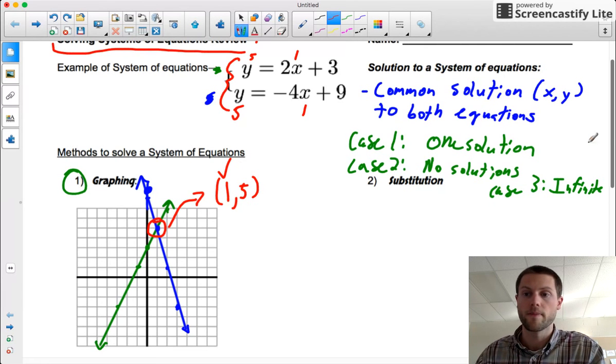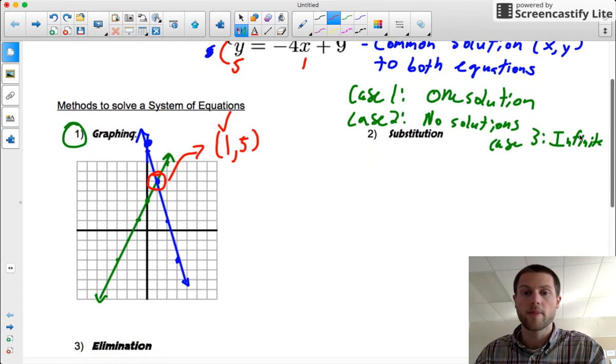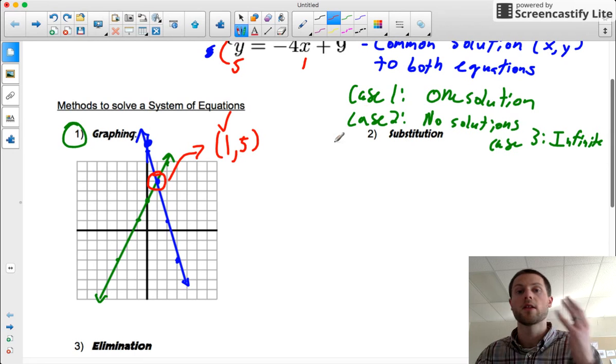That's graphing. So let's talk next about solving using substitution. We'll do that in the next video.